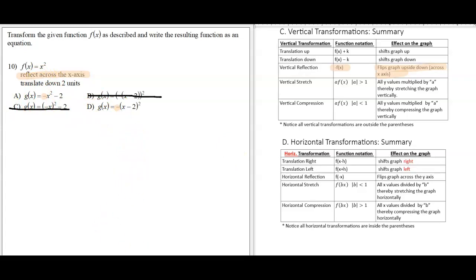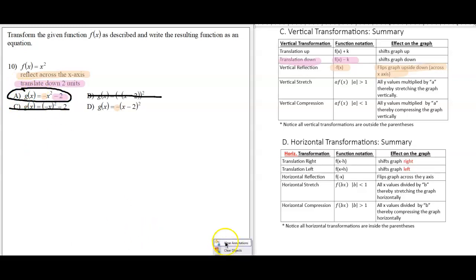Let's take a look at another one here. Translation down 2 units. Translation down is right here, and that means we have a number being subtracted from our function on the outside. That would be this one right here. And so, surprise, surprise, it's another A option there.